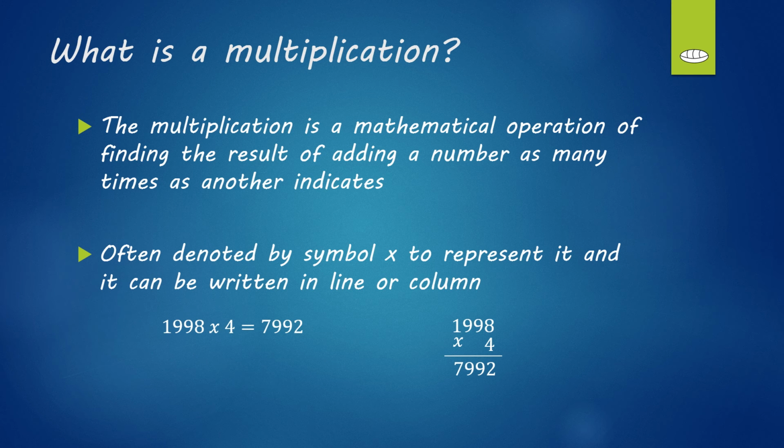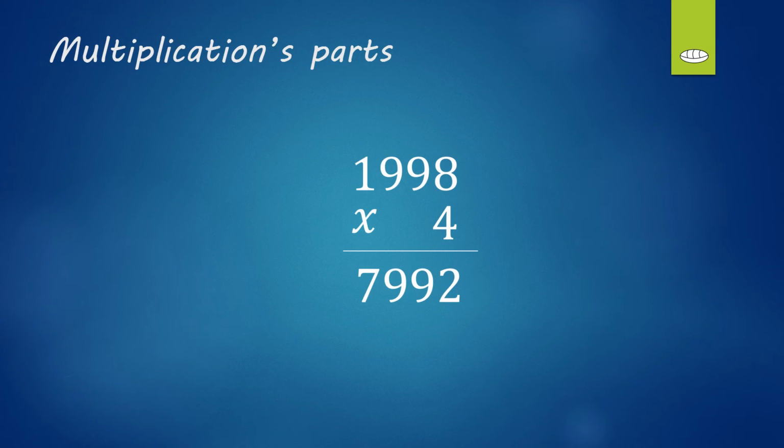The parts of a multiplication are as follows. The symbol times, which is placed to the left of the column of numbers to multiply. Each of the numbers is known as a factor. The total is known as the product.